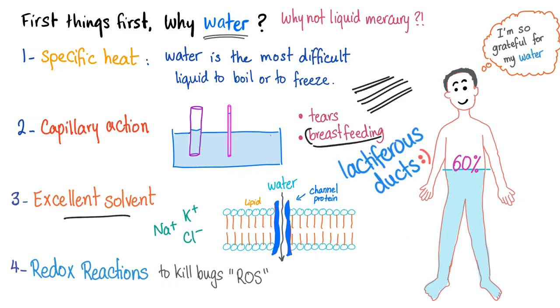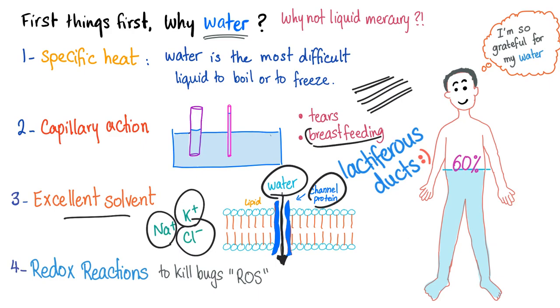Third thing, water is an excellent solvent. That's why sodium can dissolve in water, potassium can dissolve in water, chloride can dissolve in water, and when they are dissolved in water, they can pass with water through these channels that are watery channels. Remember, they are water soluble, so they cannot cross the lipid bilayer membrane. They need the channel, they go with water.